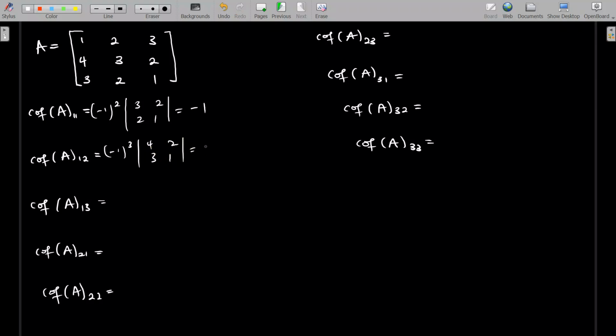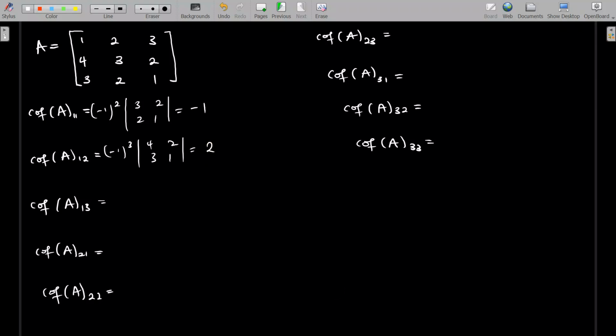So this is going to be negative 1 to the power 3, which is negative 1. The determinant here is 4 times 1, which is 4, minus 6, since 3 times 2 is 6, right? 4 minus 6 is negative 2, times negative 1. That's going to give me 2. So cofactor 1 2 is 2.